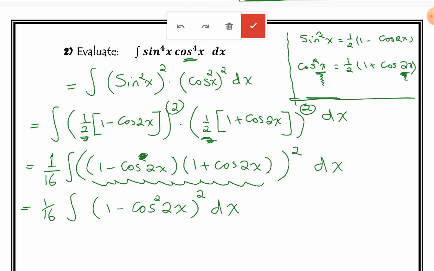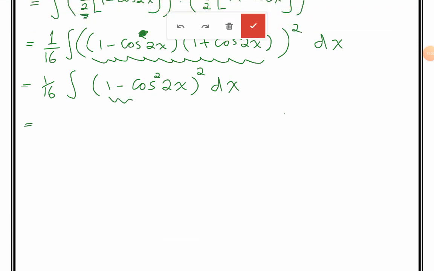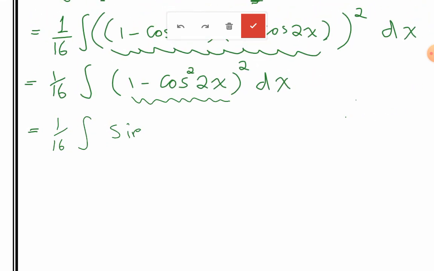And then we will use here, guys, that 1 minus cosine squared 2x can be written as sine squared, right? Yes, it's sine squared, but it's squared here, so it will be to the power of 4: the integral of sine to the power of 4 of 2x dx. 1 minus cosine squared is equal to sine squared, and sine squared again to the power of 2 is to the power of 4.